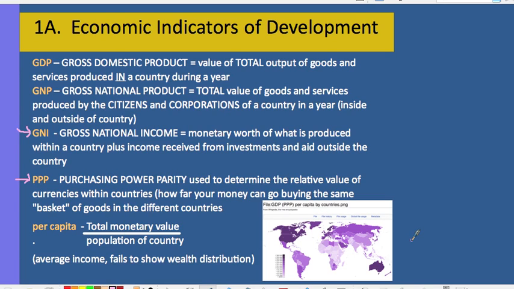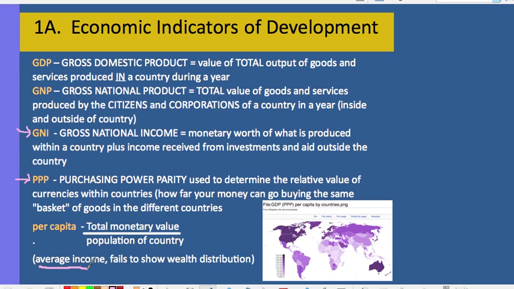which, per capita, is dividing it by the total population. So it's more like an average. You can see the darker the purple, the more purchasing power individuals have to buy more in those countries compared to other countries. So per capita is the total amount of money or value, GDP or GNI or GNP, whatever you put up here, divided by the total population. And what this does is basically look at the average income.